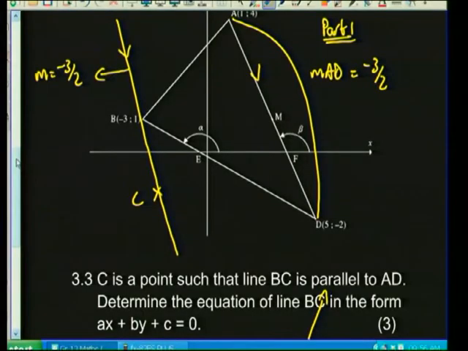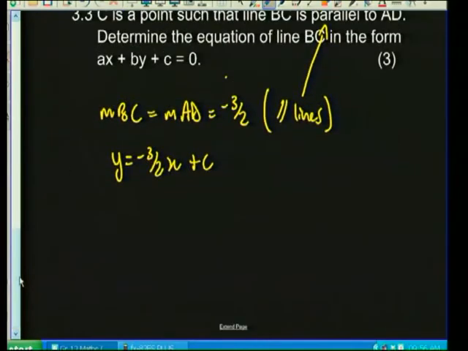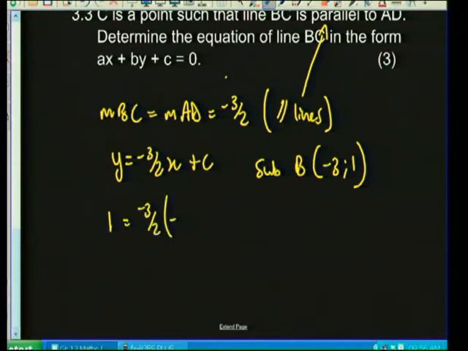And I just go back and I can find, well, B is negative 3, 1, and I can substitute it in. So I'm going to sub in B, which is negative 3, 1. Put that in place of x and y and go and solve. So the y would be 1, and then I'm going to put a negative 3 over 2 multiplied by negative 3 plus c. We're going to encounter some fractions. It is a little bit ugly, but don't panic.